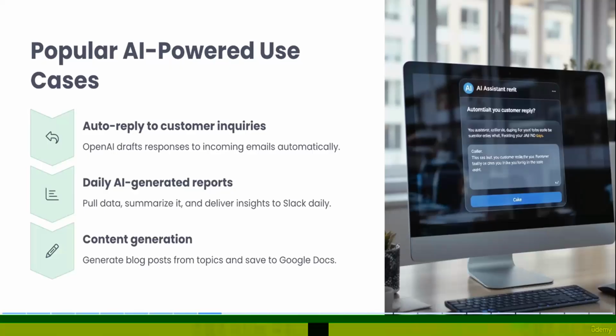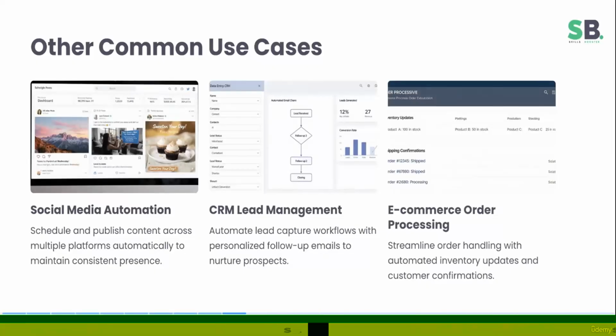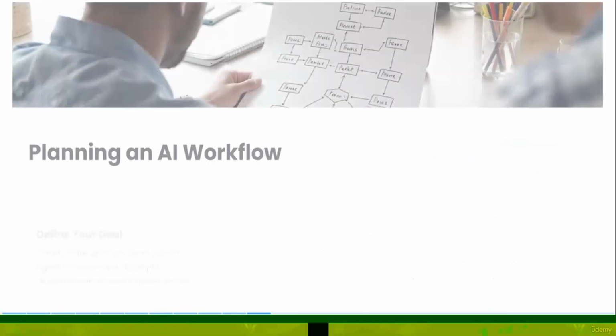With daily AI-generated reports, you can pull data, summarize it, and deliver insights to Slack daily. Content generation gives you the power to generate blogs from topics and save to Google Docs. Other common use cases are social media automation. You can schedule and publish content across multiple platforms automatically to maintain a consistent presence. CRM lead management: automate lead capture workflows with personalized follow-up emails to nurture prospects. Or you have e-commerce order processing. Streamline order handling with automated inventory updates and customer confirmations.